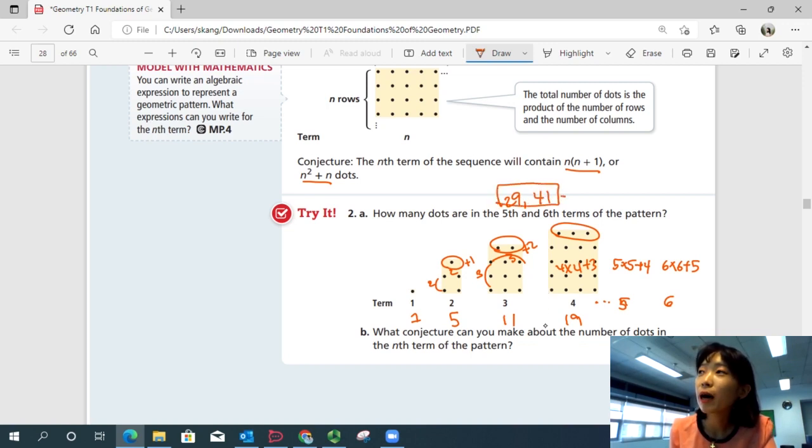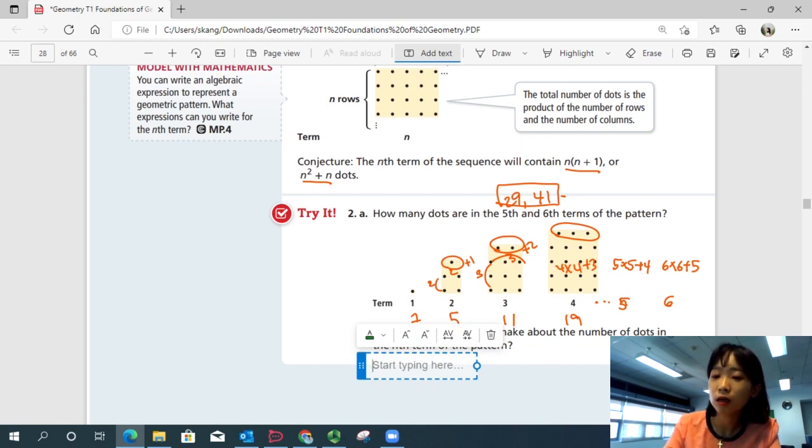But can we figure out the pattern and write that as an expression? What conjecture can we make? We say that the nth term of the sequence, so how can we make this as a conjecture? So you see that your nth term is multiplied 2 times, so that's n squared. And then you add n minus 1. The number you're adding is always 1 less than your nth term.